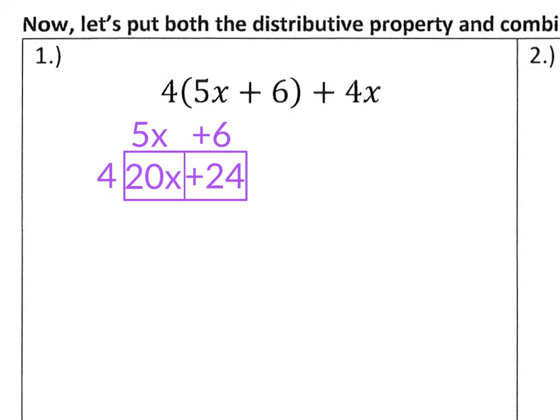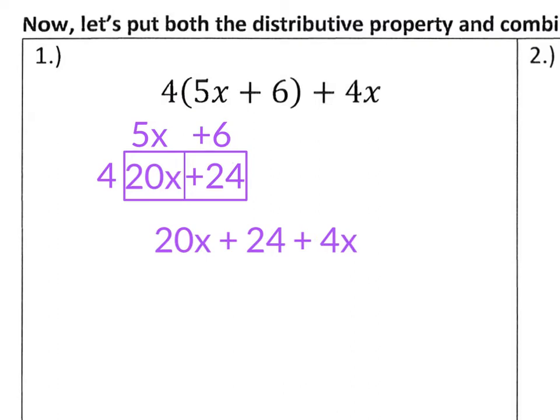So now we are looking for any like terms. There are none, so I'm just going to go ahead and write them. I have the 20x plus 24. But then when I look at my problem from above, that was this first part, but I still have a plus 4x that I need to bring into my question down here. So after that, I'm going to have the plus 4x.